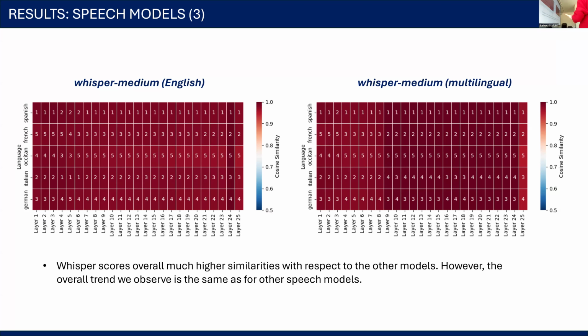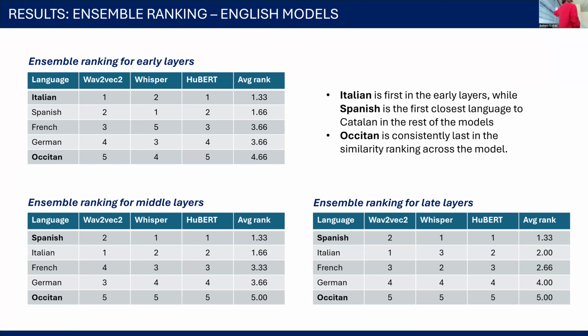However, the overall trend that we observe is very similar to before. Occitan tends to be last in most layers for both the English version and the multilingual version. Spanish tends to be first, sometimes exchanging place with Italian. And yes, there's a lot of variation, but this is more or less what we observe. So now here are the ensemble rankings.